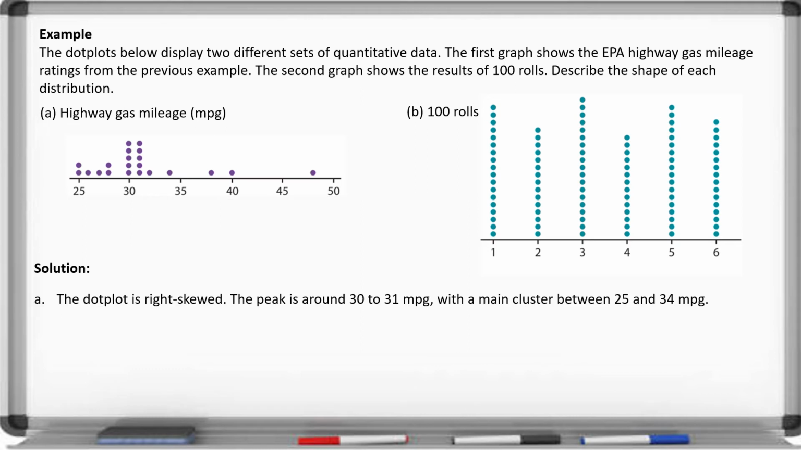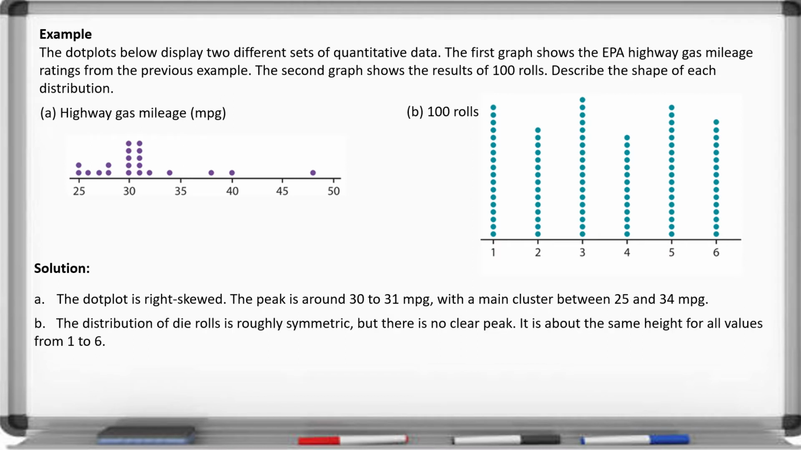For the highway gas mileage, if you look at it, the peak is around 30 to 31. Notice that the right tail is longer, more spread out than the left side. Therefore the dot plot is skewed to the right, or positively skewed. The main cluster is between 25 and 34, and the rest is spread out on the right side.